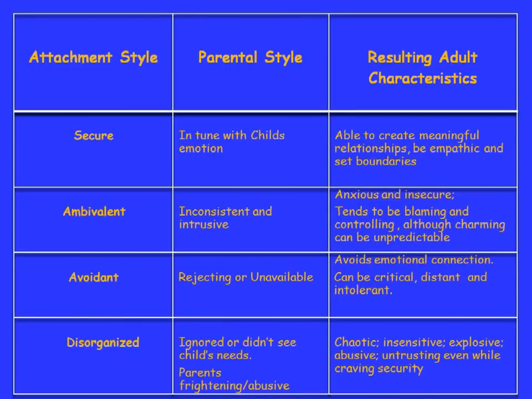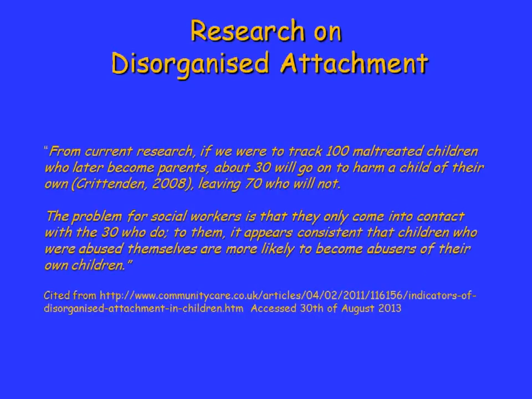The research on disorganised attachment, and I've got this piece of research from communitycare.co.uk, and I think it's really interesting because I always get asked the question: if children are abused, will they go on to be abusers? So I found some current research, 2008, so reasonably current. From that research, if we were to track 100 maltreated children who later became parents, about 30 will go on to harm a child of their own. That research was done by Crittenden in 2008, leaving 70 who will not.